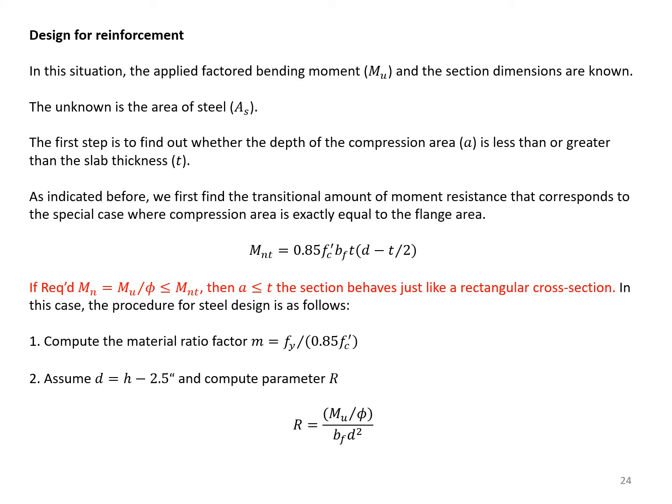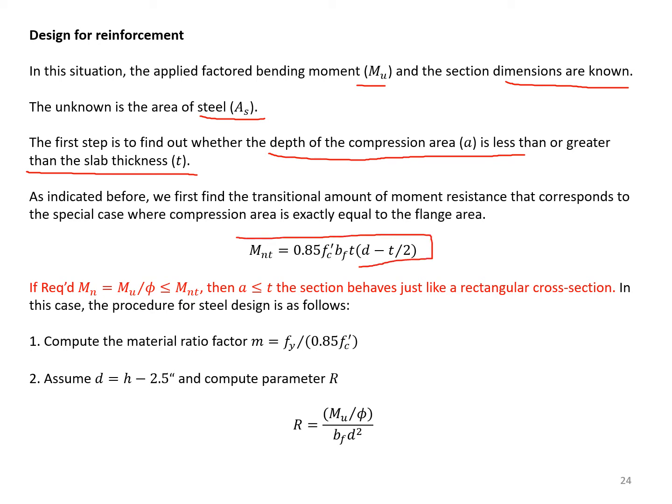Let's look at the procedure for design for reinforcement. In this situation, the applied factored bending moment Mu and the section dimensions are known. The unknown is the area of steel As. The first step is to find out whether the depth of the compression area a is less than or greater than the slab thickness t. We can't use the previous procedure because we don't know the area of steel, and we need to find that transitional moment Mnt as we discussed before. So we get 0.85 f'c b_f t times (d minus t over 2) as the transitional moment.